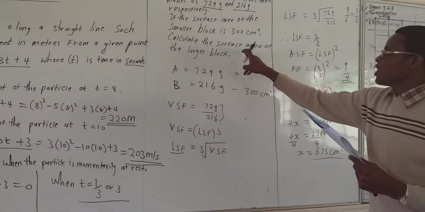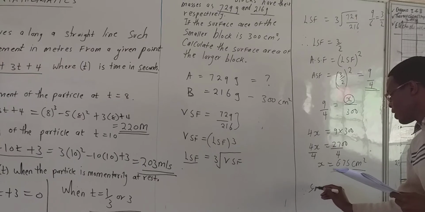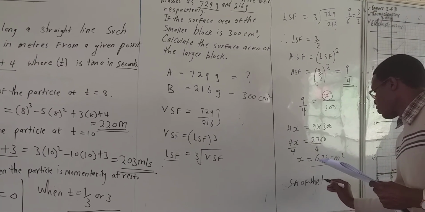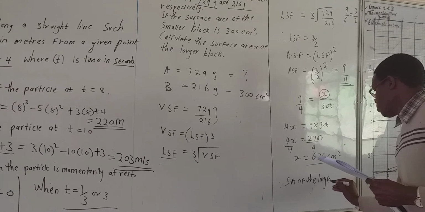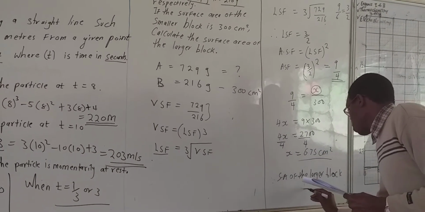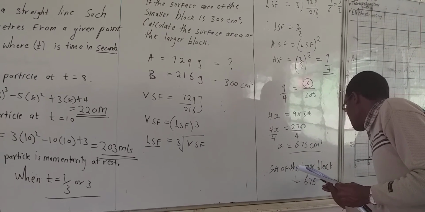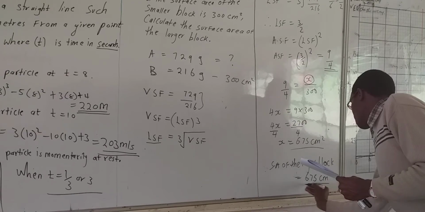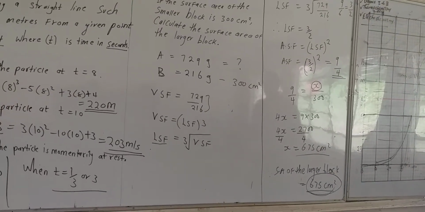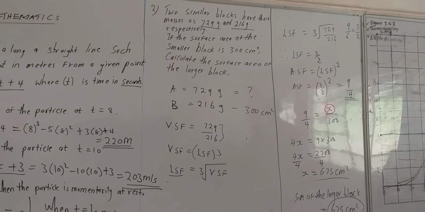Therefore, the surface area of the larger block is going to be 675 square centimeters. So that is how we find the area of the larger block.